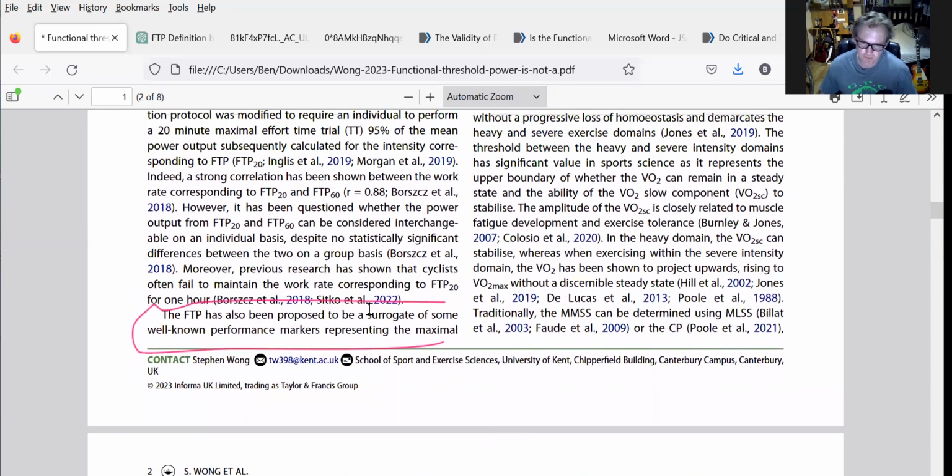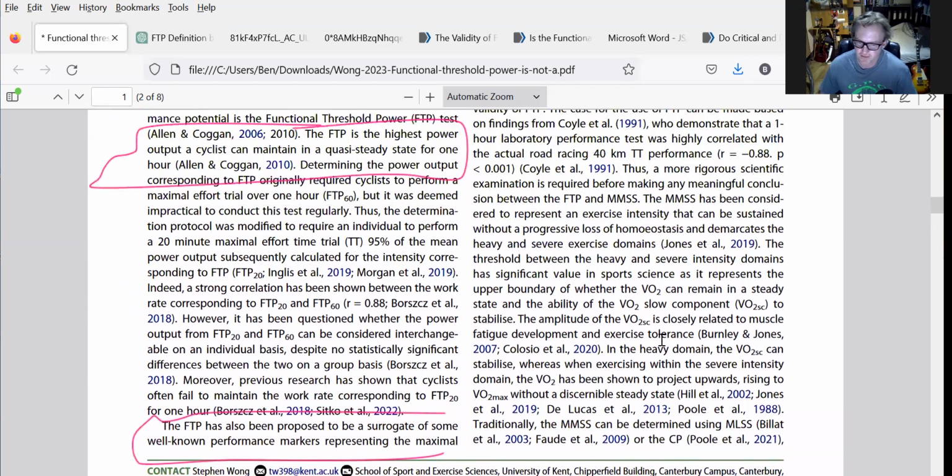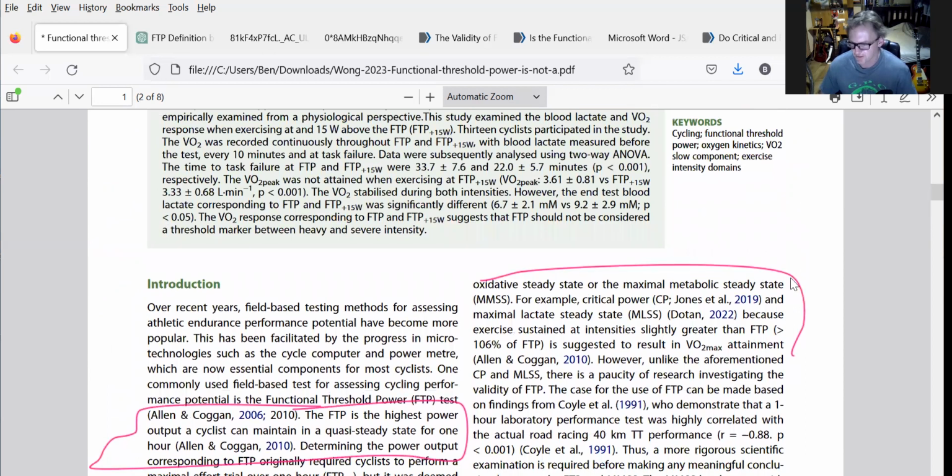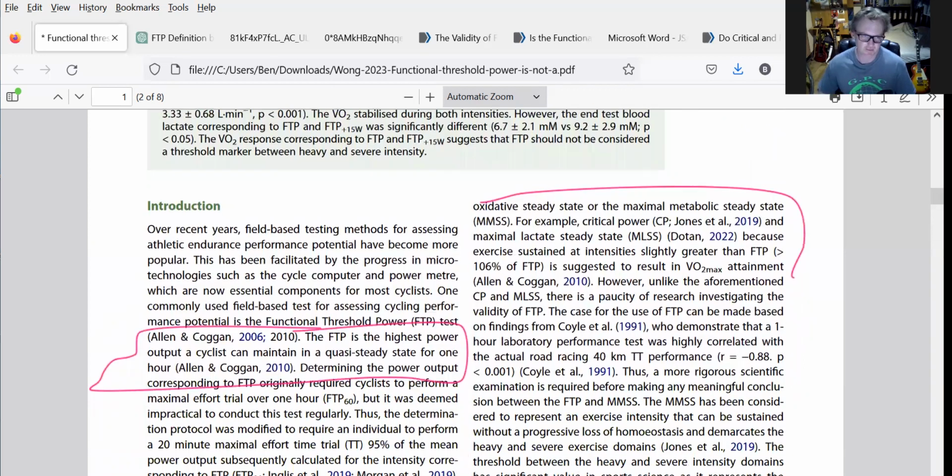FTP has also been proposed to be used as a surrogate for some well-known performance markers representing maximal oxidative steady state, maximal metabolic steady state, critical power, maximal lactate steady state. That's a big one. Going to talk about that later. And also VO2 max. We're going to talk about VO2 max later because that's a big one.